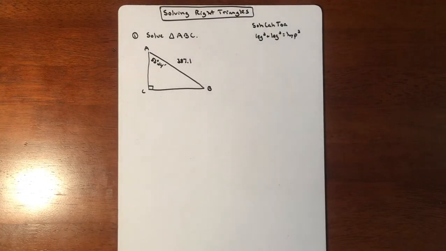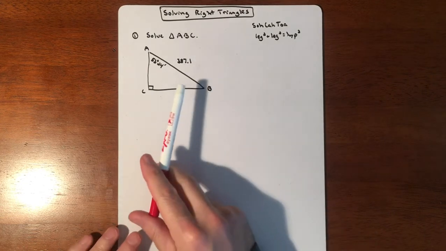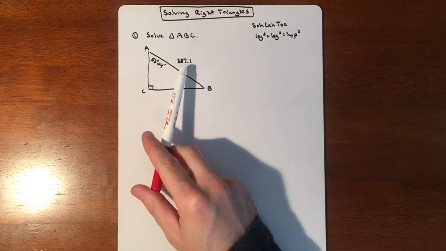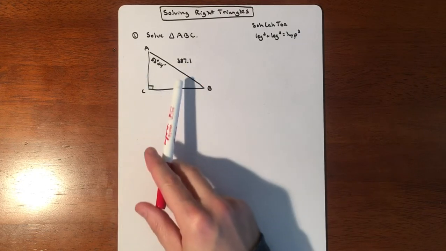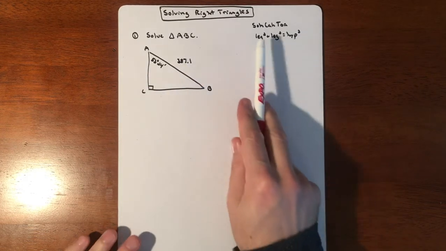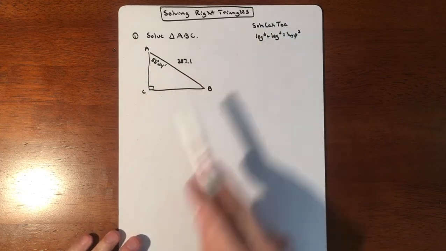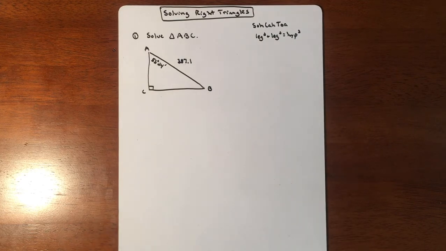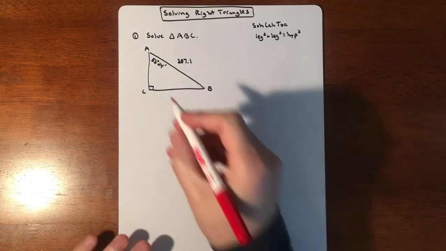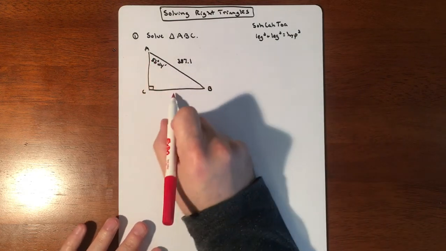In this lesson, we're going to solve right triangles. We're going to have two different scenarios. This one, we're given an angle and a side. Doesn't matter what side. This one happens to be the hypotenuse. And we're going to use SOHCAHTOA and Pythagorean theorem to help us figure out what all the missing pieces are. So let's begin by figuring out side A.